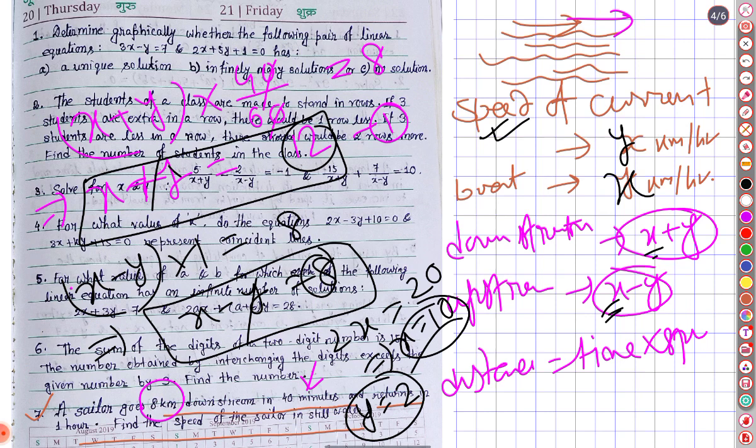So these 7 questions are very interesting. Different types of questions I have taken. Maybe it is the number of 7 questions, but it is 77 types of questions. Each and every question is different.